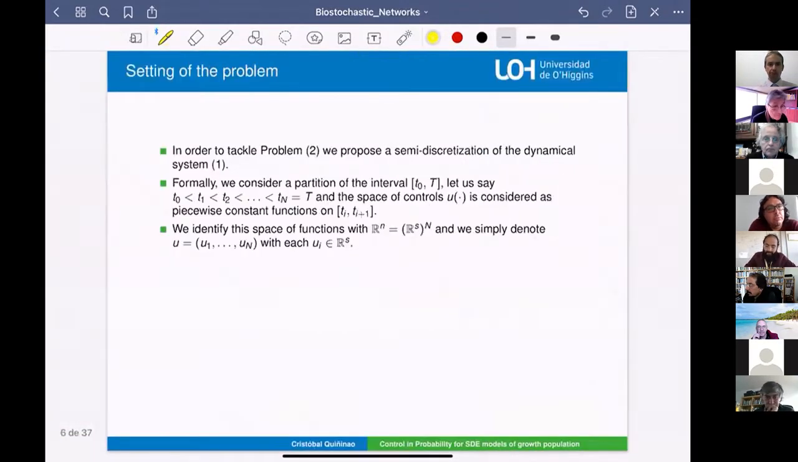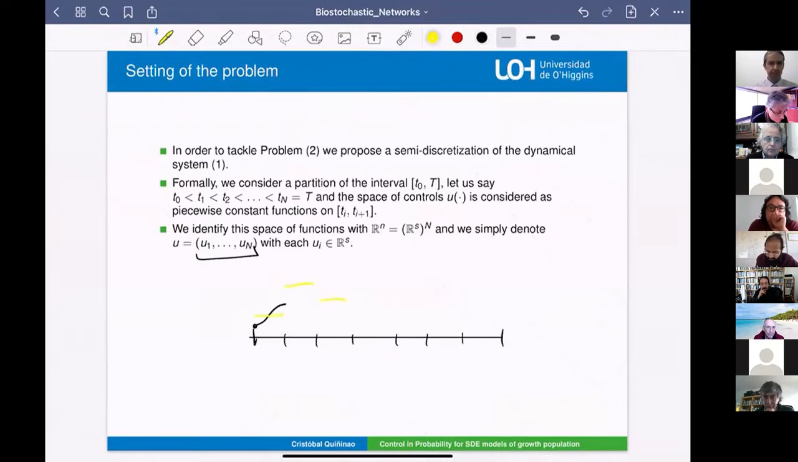So in order to tackle this general problem, we propose a semi-discretization of the dynamical system. I'm going to talk a little bit about it. Formally, what we do is take the time, make a discretization of the time, and resolve this previous equation in a system with stepwise controls. Those are easy. You set the control constant in each step, and then you solve the equation little by little, and you will end up with something like this.